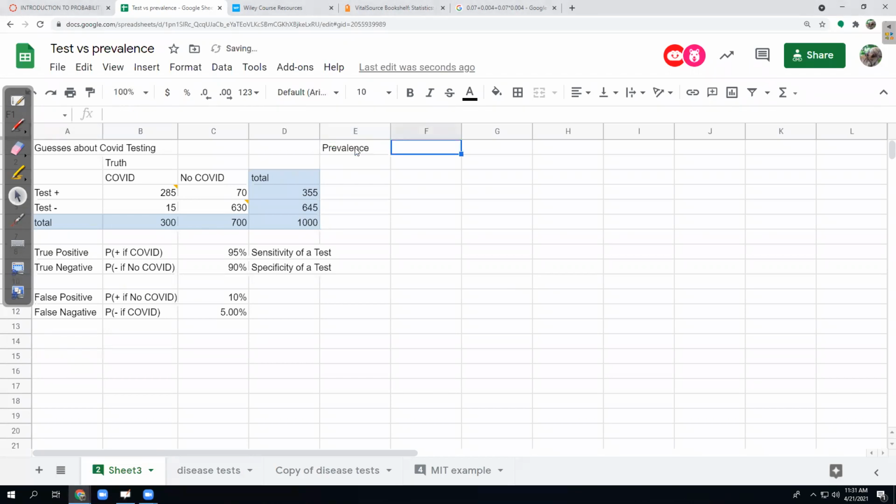I would take the total number of COVID cases, that would be 300, and divide by the total population that I have at the moment. And I have 1,000 in my population. So the prevalence rate here would be 300 divided by 1,000. So here I'm using a 30% prevalence rate.